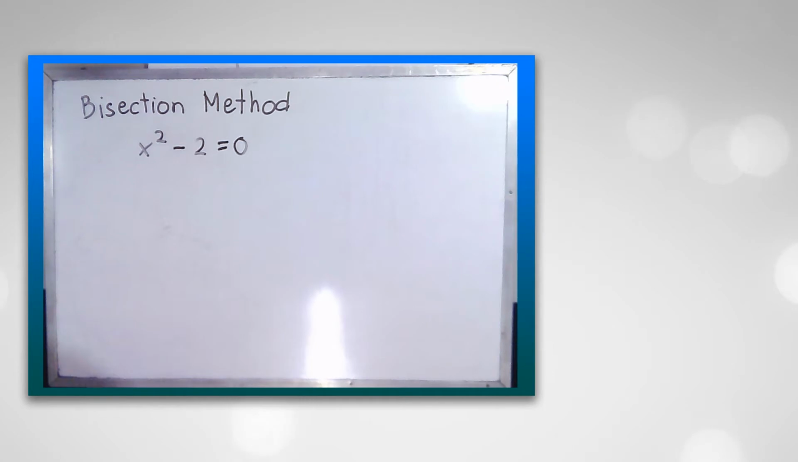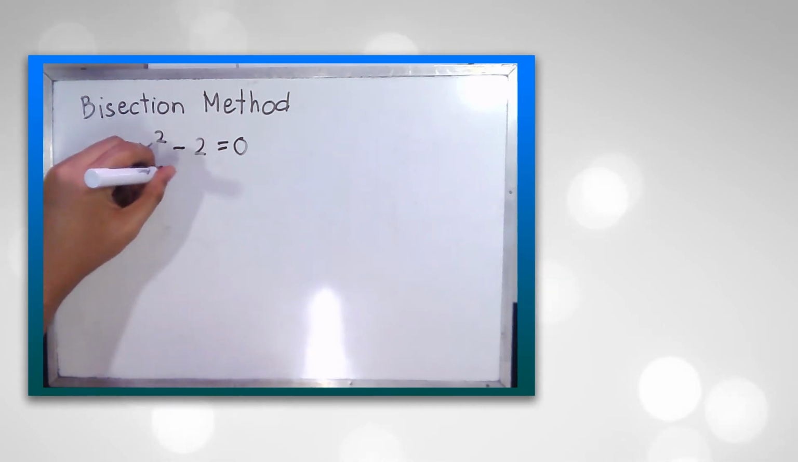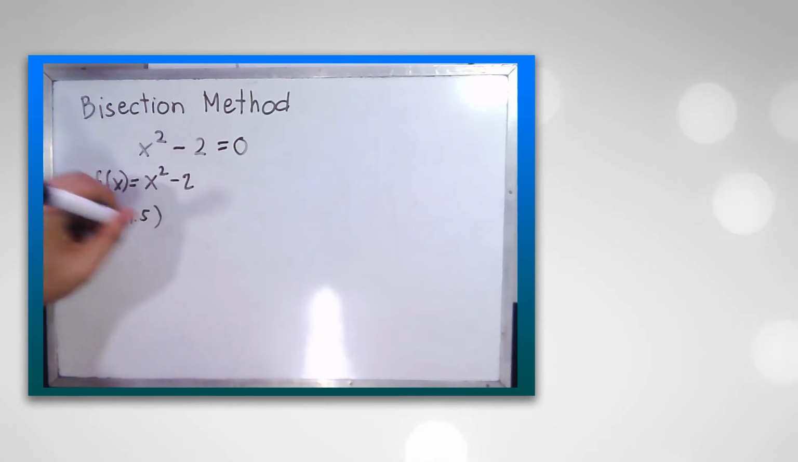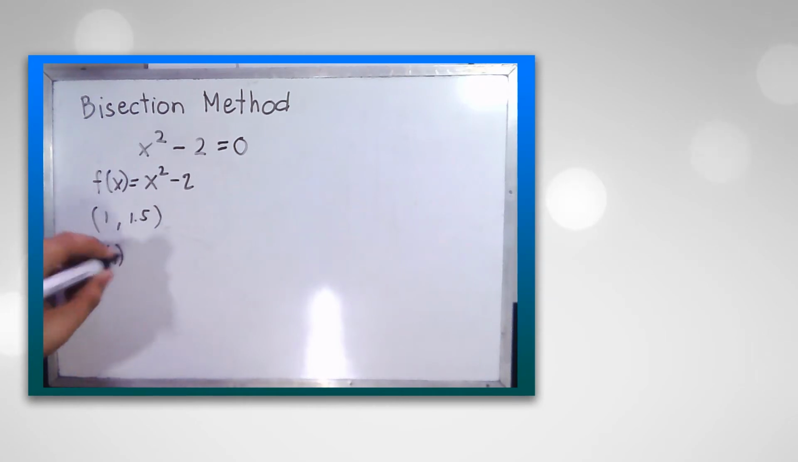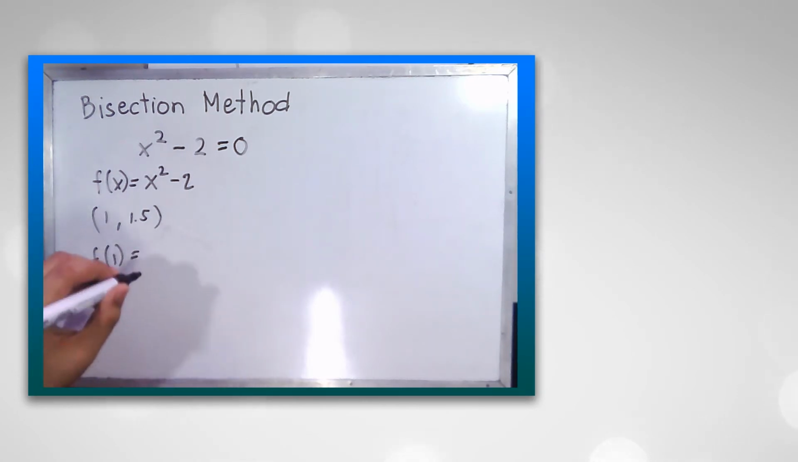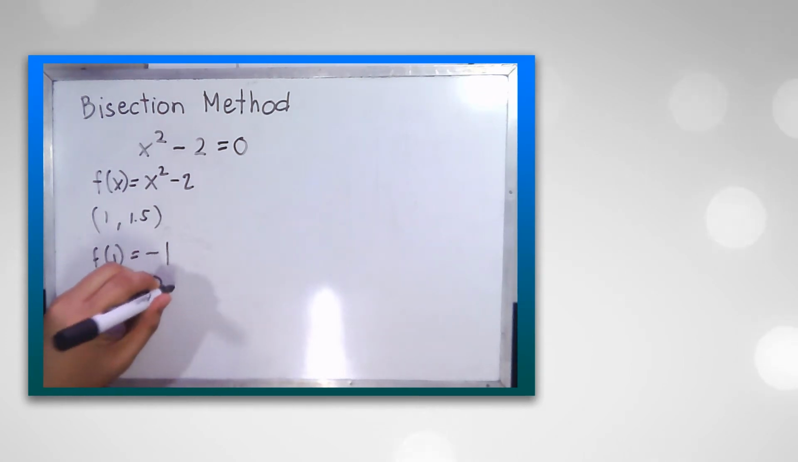So in solving the problem, f of x is equal to x squared minus 2. And we have these predefined lower and upper limits. The root of the equation lies between 1 and 1.5. So we have 1 and 1.5. The f of 1, simply by substituting the value of 1 into the x, 1 squared minus 2 is 1 minus 2, therefore negative 1. F of 1.5 is equal to 1.5 squared minus 2 is equal to 0.25.